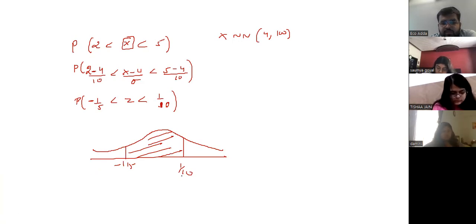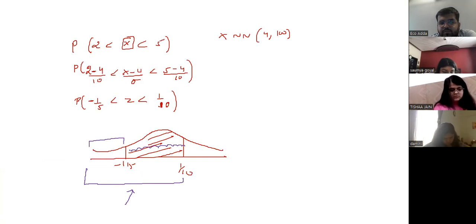Can we say that if I subtract this area from the bigger one, I'll get this area? Can we say that? Which means that the bigger area is 5, 1 by 10. Can we say that? And the smaller area is 5 minus 1 by 5. Can we say that?